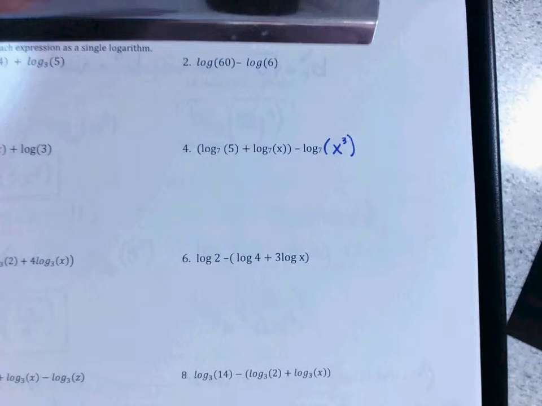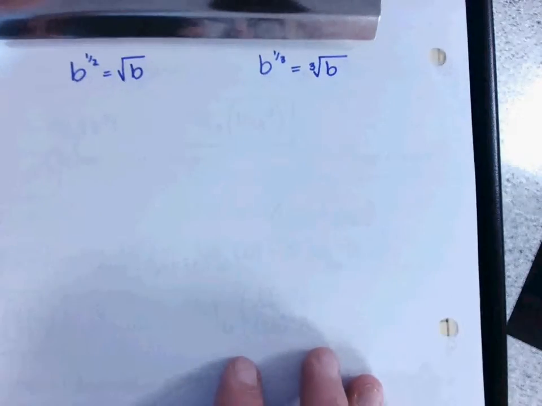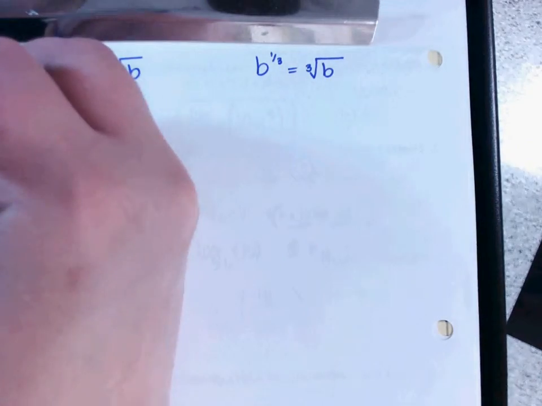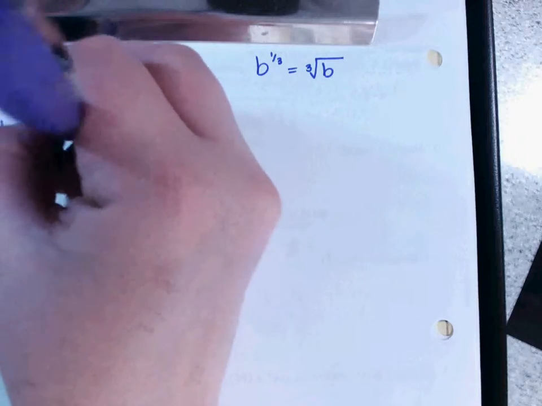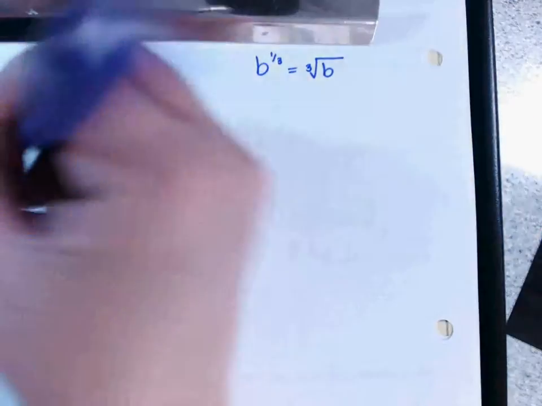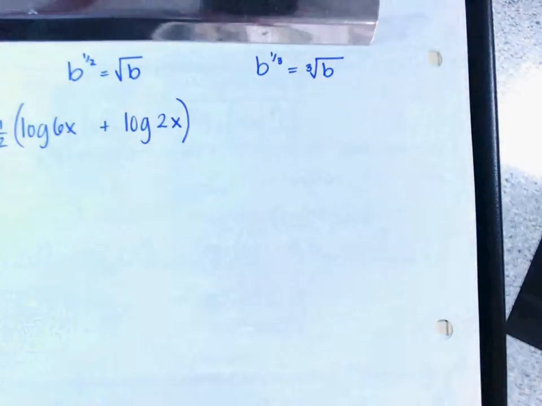Okay, so we're going to do 2 examples on the back, just to give you examples to look at for those 2 things. Okay? So number 4, write in your x cubed. And then flip back over to the back. Okay, so let's say that you had this 1/2 log of 6x plus log of 2x, in parentheses.